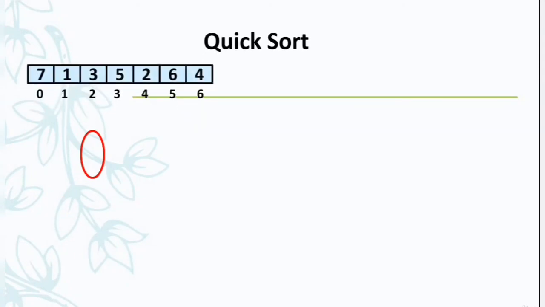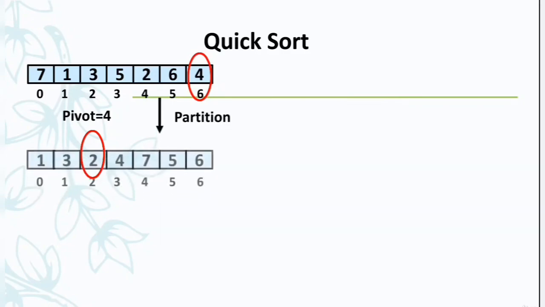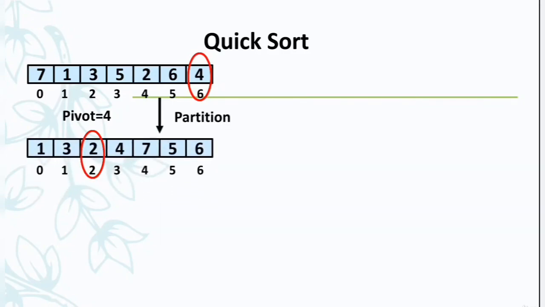Let us suppose that these elements are present in my array: 7, 1, 3, 5, 2, 6 and 4, and I need to sort the elements present in it. So what I will do is select a pivot element. In my case, I am considering the last element as the pivot element. So in this case, 4 will be my pivot element. After that, I am going to divide my array into two parts.